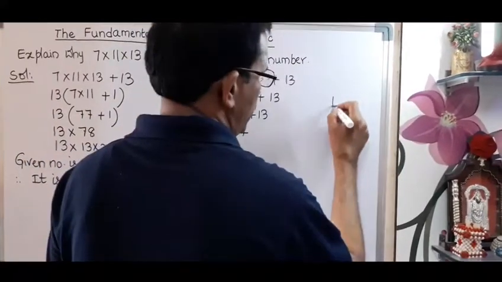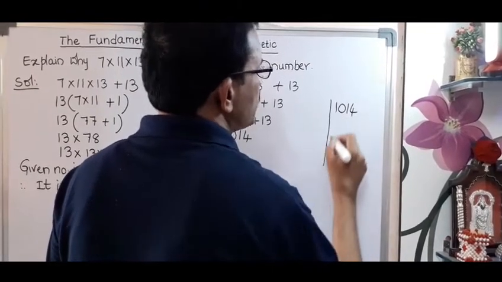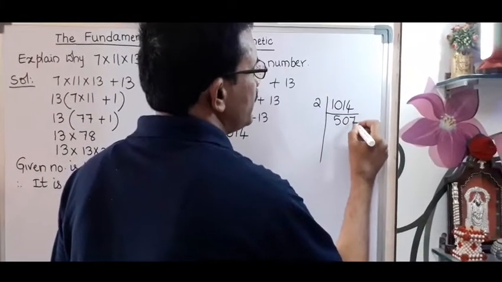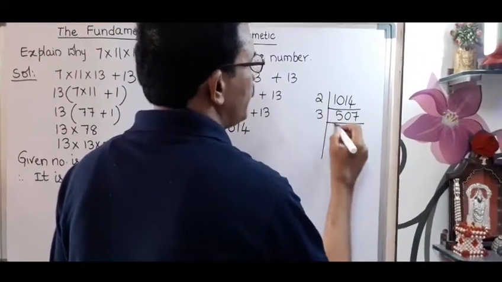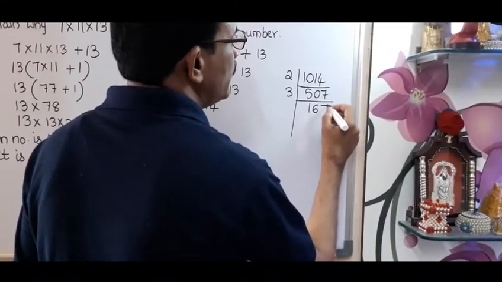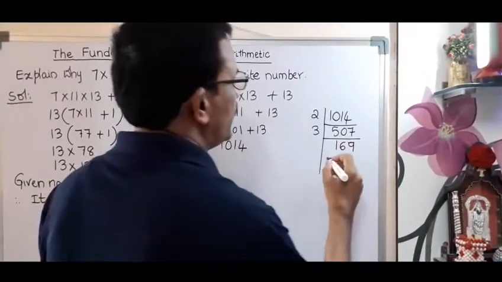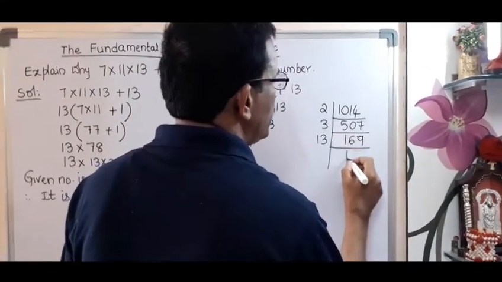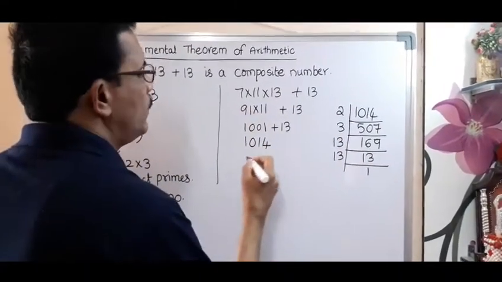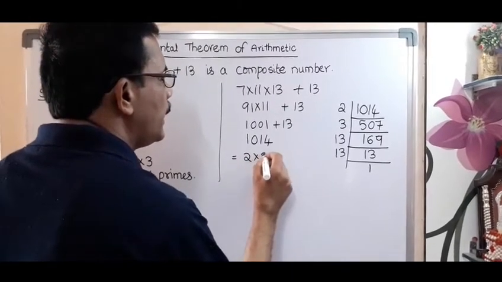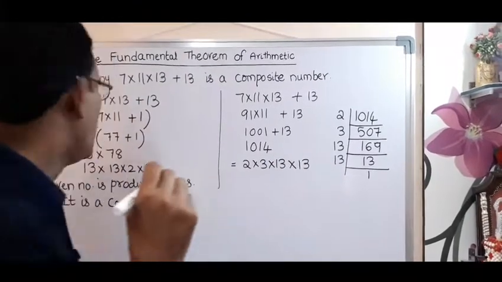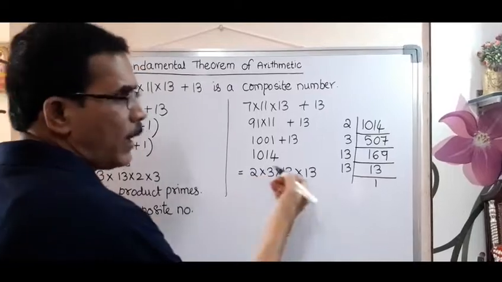Now 1014, let us split it into prime factors. 2 fives are 10, 0, 2 sevens are 14. Again in the 3 table, 3 ones are 3, 3 sixes are 18, 3 nines are 27. In the 13 table, 13 thirteens are 169, 13 ones are 13. So this 1014 can be written as 2 into 3 into 13 into 13, where 2, 3 and 13 are prime numbers.